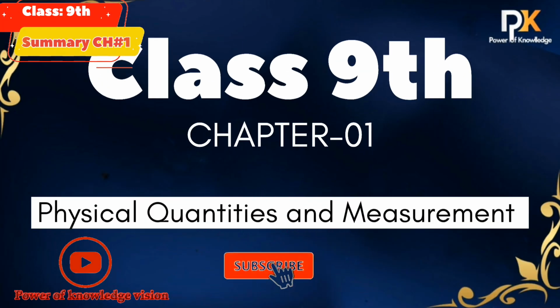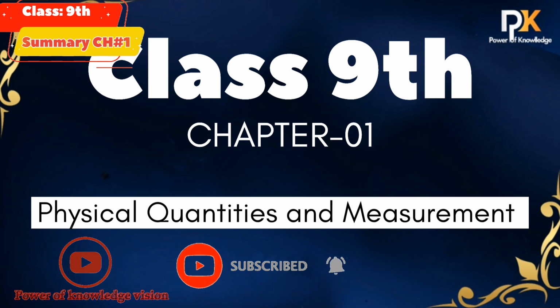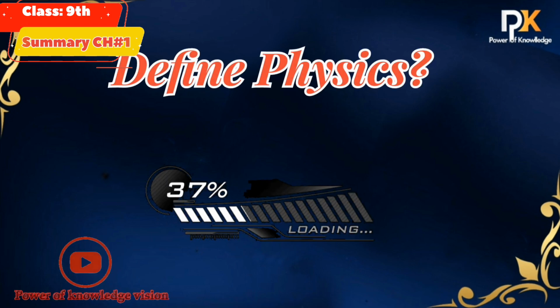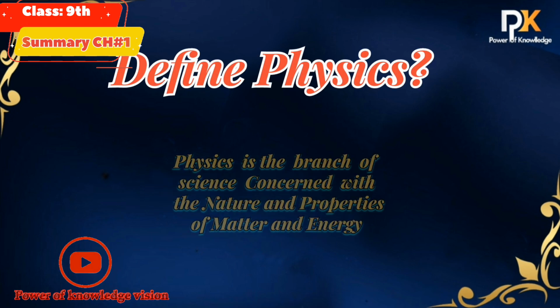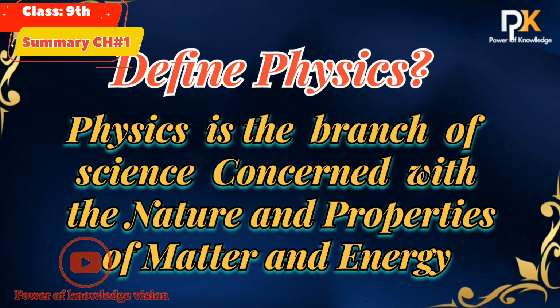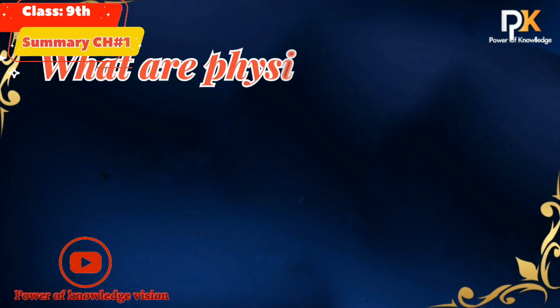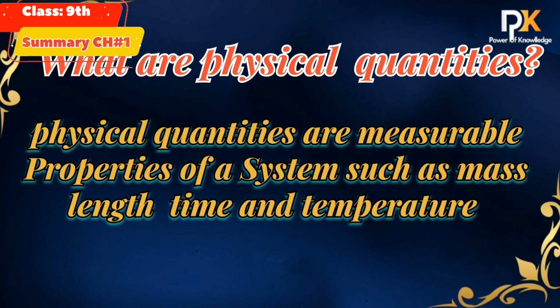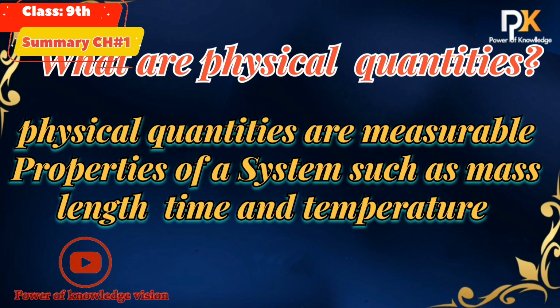Class 9, Chapter 1, Physical Quantities and Measurement. Define physics. What is physics? Physics is the branch of science concerned with the nature and properties of matter and energy. What are physical quantities? Physical quantities are measurable properties of a system such as mass, length, time, and temperature.